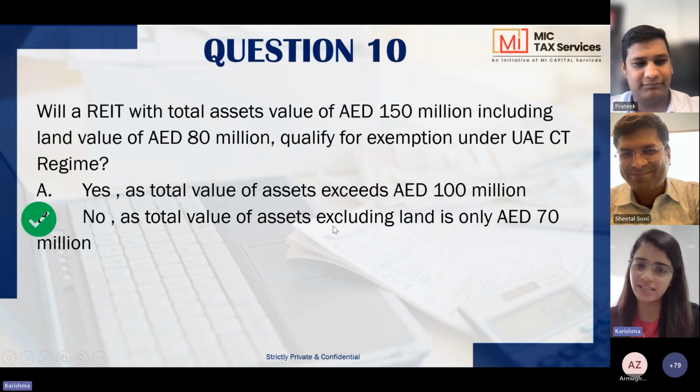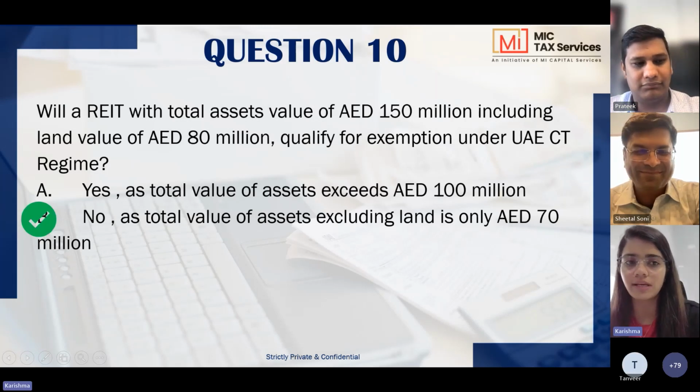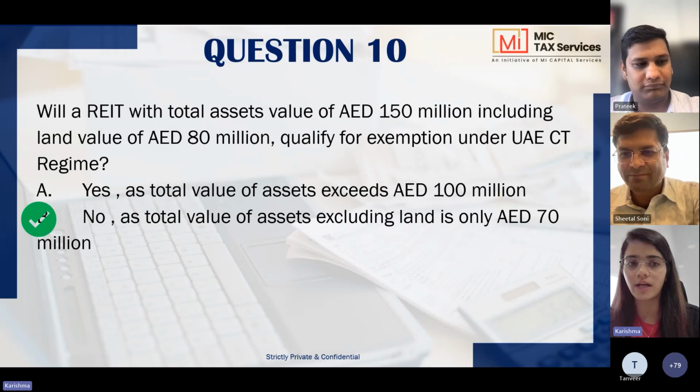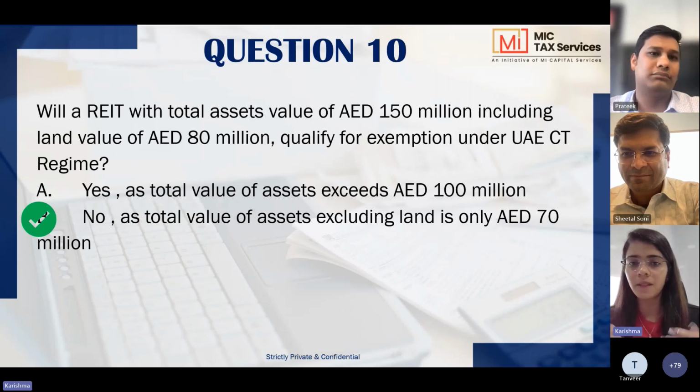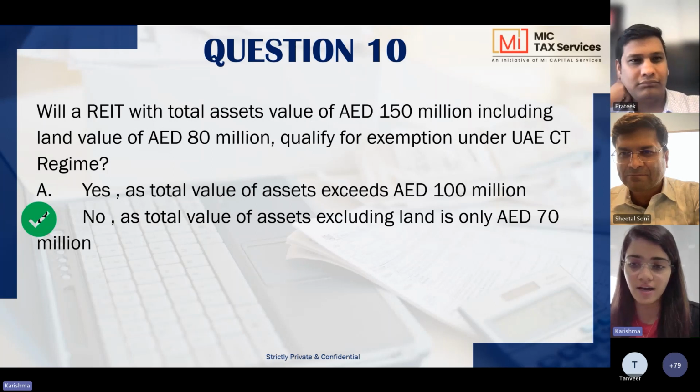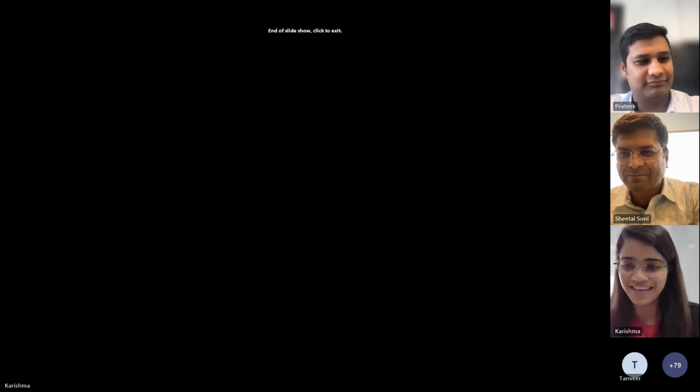Okay, right. So the correct answer is B, of course, as the value excluding the land value should be more than 100 million. In this case, the land value is 80 million, so the total assets value excluding land comes to 70 million, which is less than 100 million. So it won't be able to claim the exemption. Apart from that, if the value of assets had been 100 million, the average value of those assets could have been 70 million, 70% of the total assets, that can also be maintained. So these are the total poll questions that we have done.